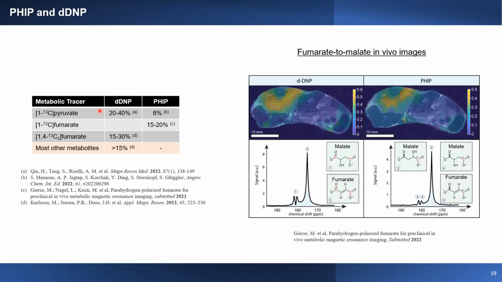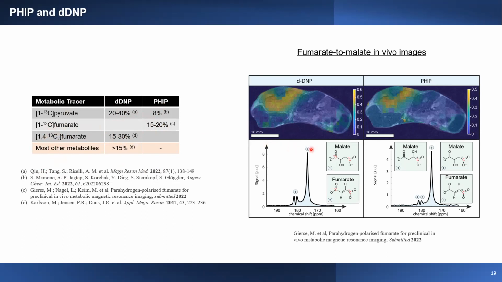And here I put the numbers into a table to give a comparison between dissolution DNP and PHIP. So with pyruvate, with DNP, you can achieve much higher polarization levels. I have some references down here for where these numbers come from. You can achieve polarization levels up to about 5 times higher than you can with PHIP. And with fumarate, the polarization levels are actually very similar. But an important difference is that with PHIP, you need to use singly labeled fumarate, whereas with DNP, you can use doubly labeled fumarate. So the signals would in principle be twice as large because you have double the concentration of hyperpolarized nuclear spins.